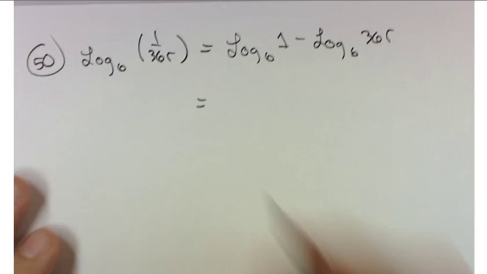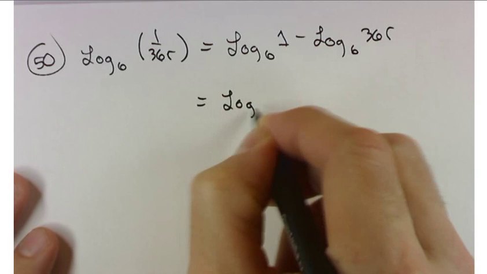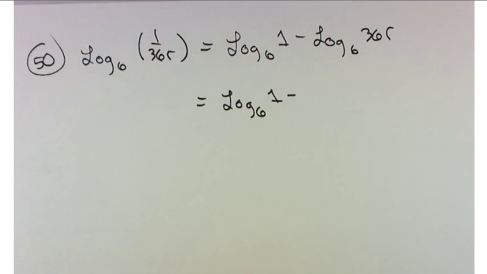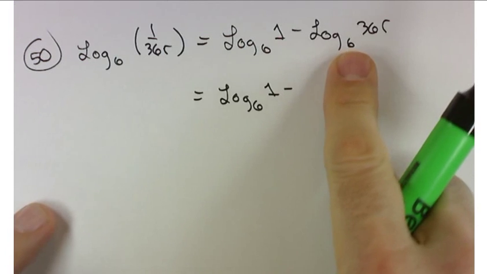Okay. So how does that simplify? What rule can I use there? Anyone? Look back at your notes. What rules can I use? Yeah. What can I do here?